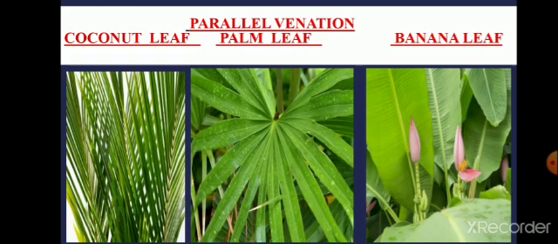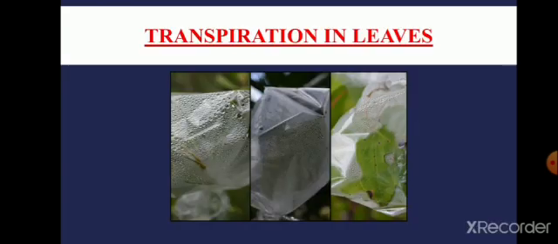Next, the functions of leaves. Leaves are important for the plant's survival and growth. The plant's leaf has two functions, called transpiration and photosynthesis. First one, transpiration.